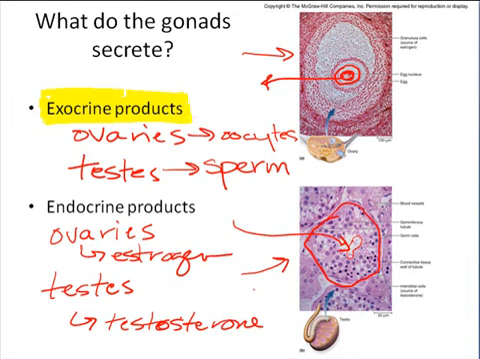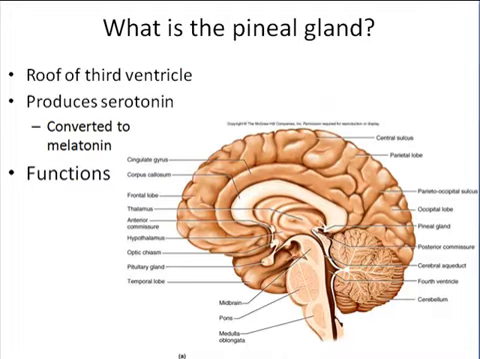These are called gonadal hormones, and we're not going to spend much time talking about them because when we get to talking about the reproductive system in 202, we'll have plenty of time to go over these gonadal hormones in more detail. For now, we're just going to remind you that the gonads have both exocrine and endocrine properties.